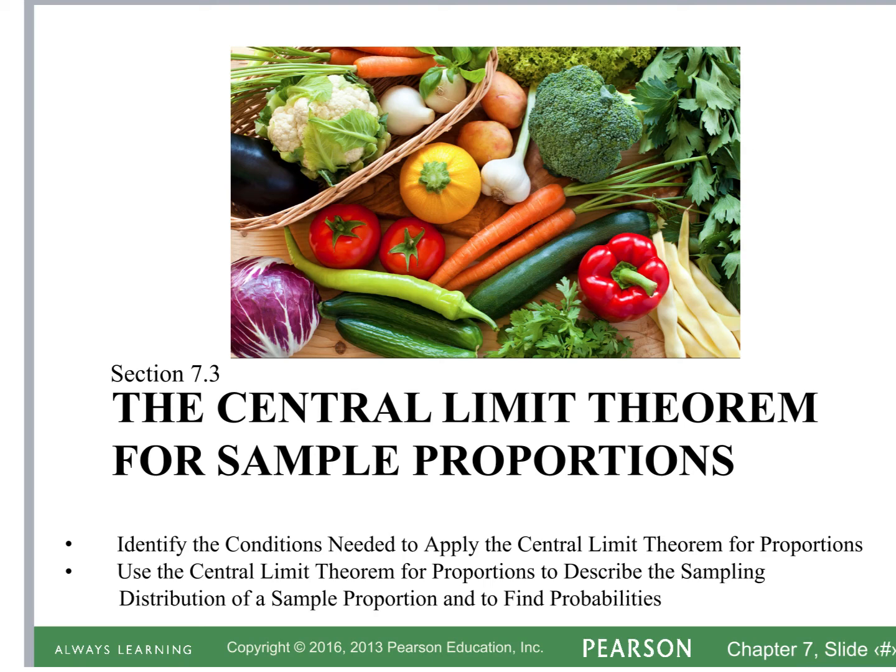Hi, welcome to section 7.3, the central limit theorem. In this section, we're going to identify the conditions needed to apply the central limit theorem, and then we're going to use that central limit theorem to find probabilities.